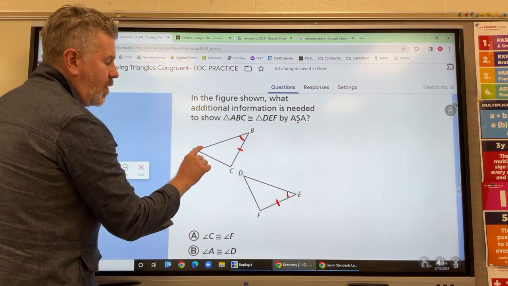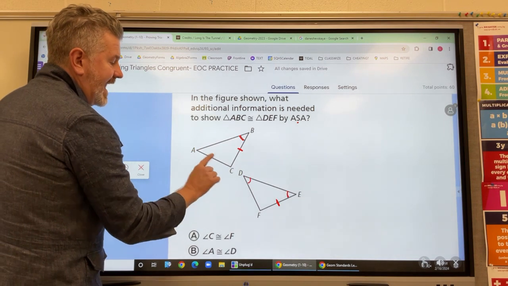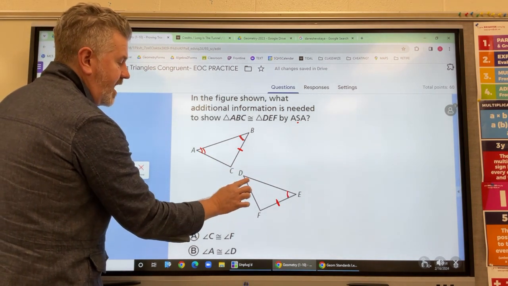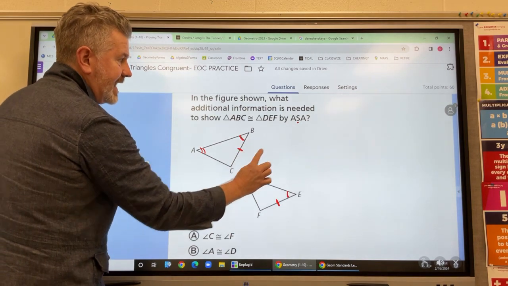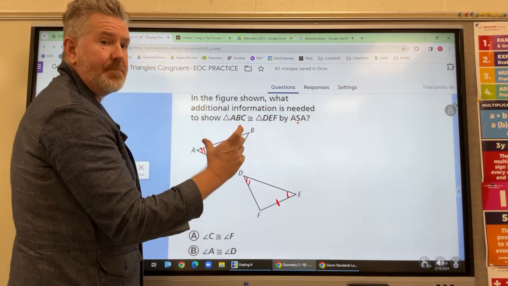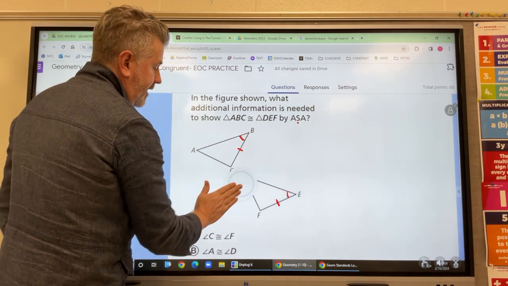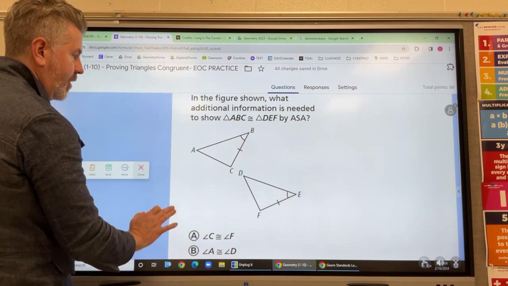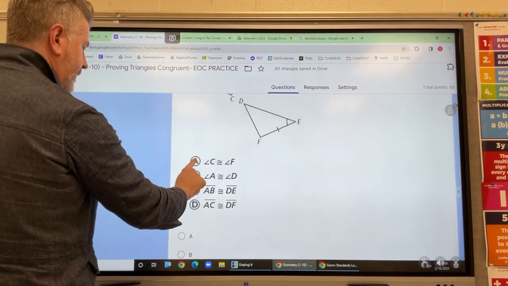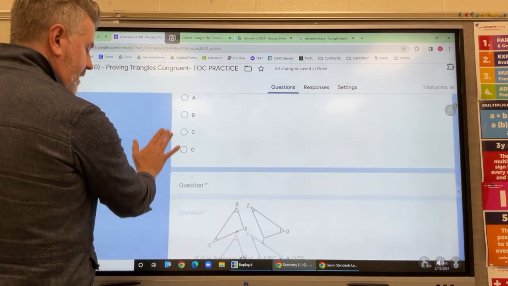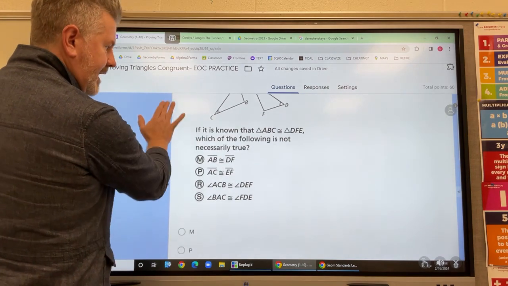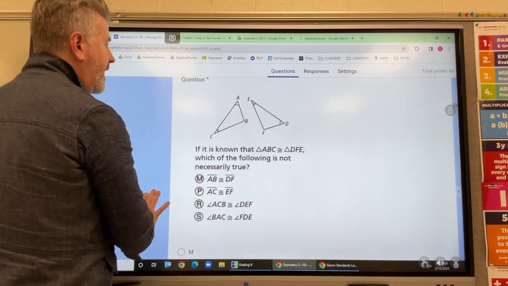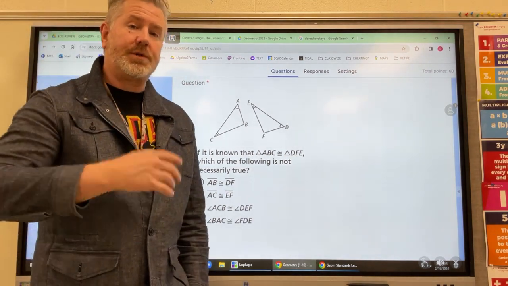So we can't go over here because that angle right there, angle A and angle D, are not on the other side of C. Our side needs to be between the two angles, all right? So we're going to go with C and F need to be congruent to each other. So C and F, we're going to go with A on that one. And we should be coming to the end here. Let's see, this is the last one, it looks like, on this particular Google form. And then you'll pick up, of course, on the next one.